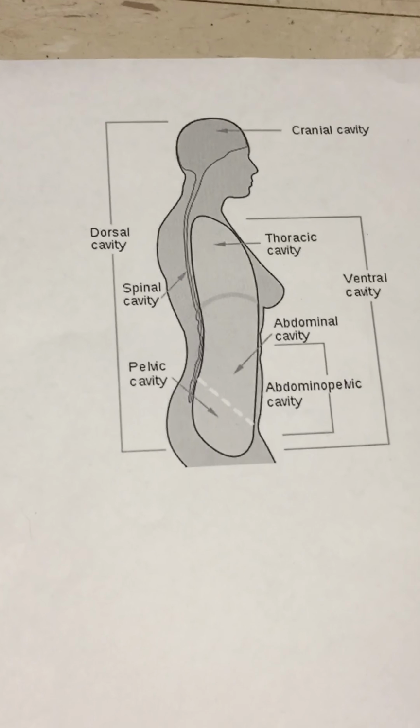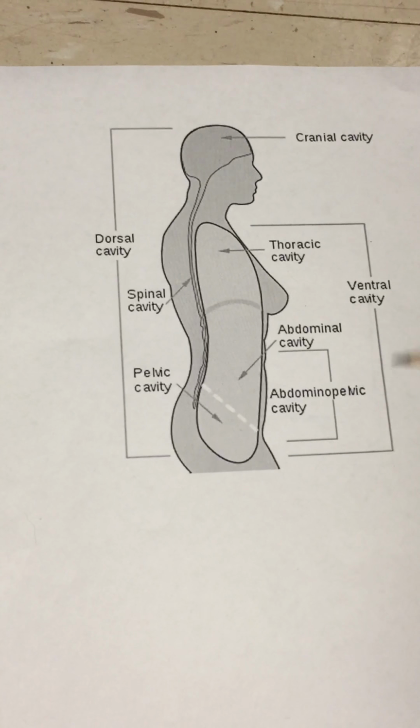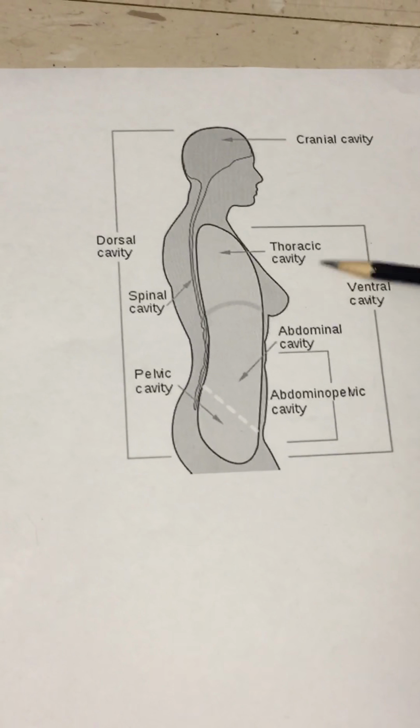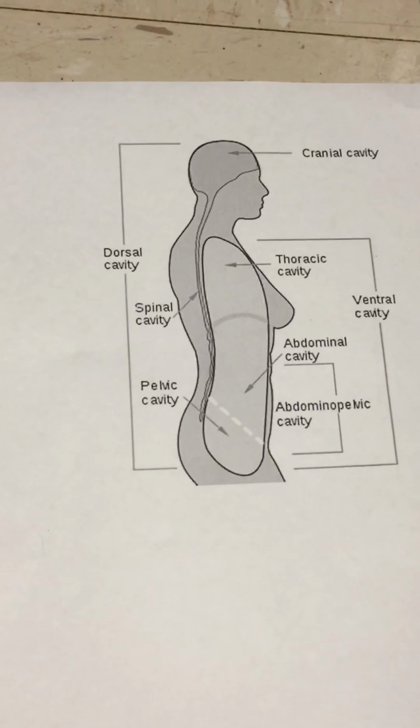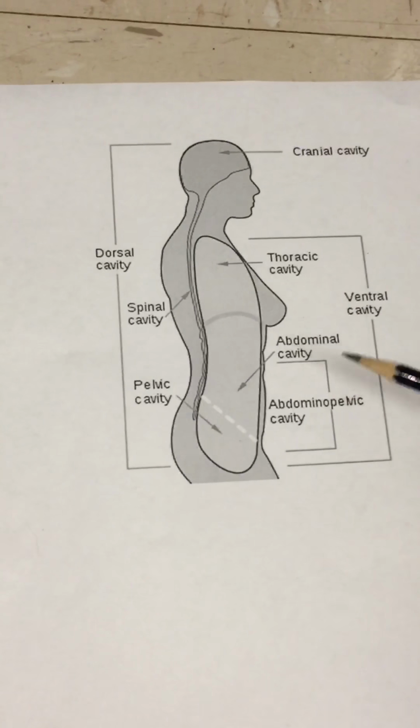The ventral cavity consists of two compartments, the thoracic cavity and the abdominal cavity, which are separated by the diaphragm.